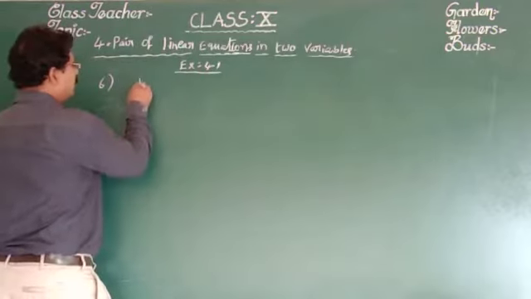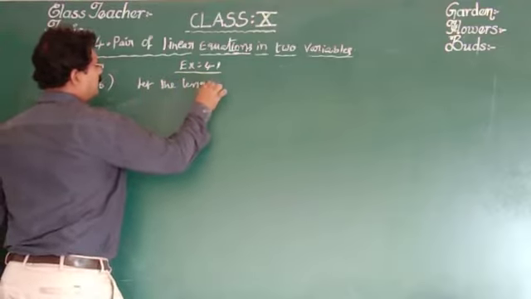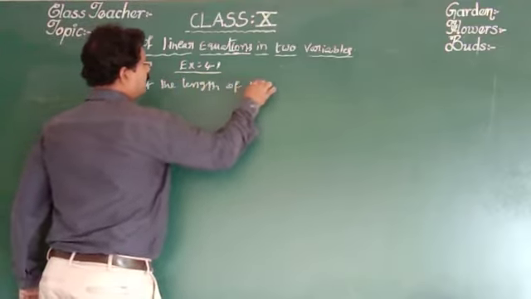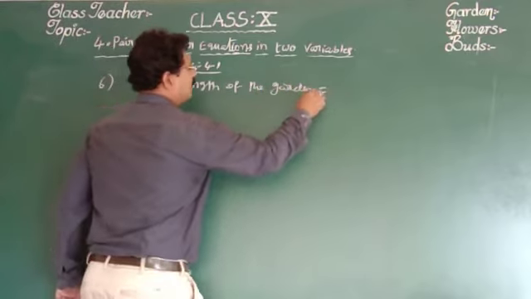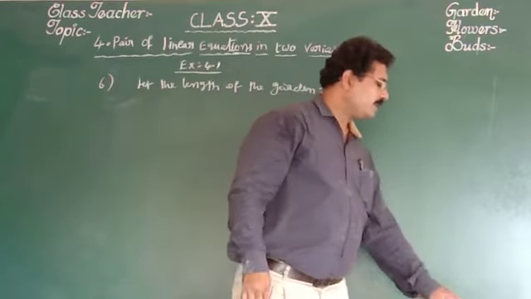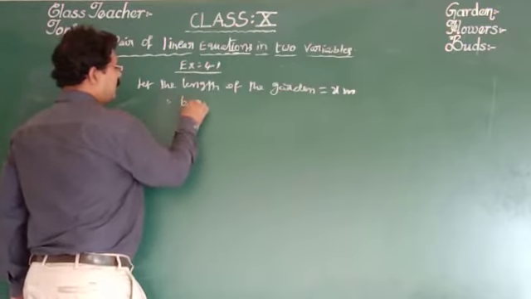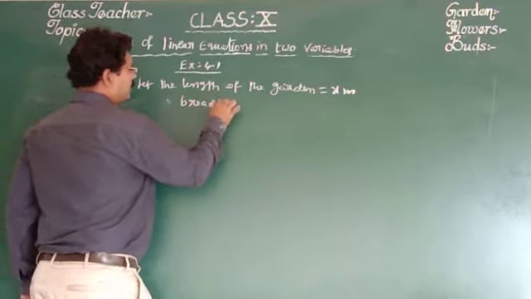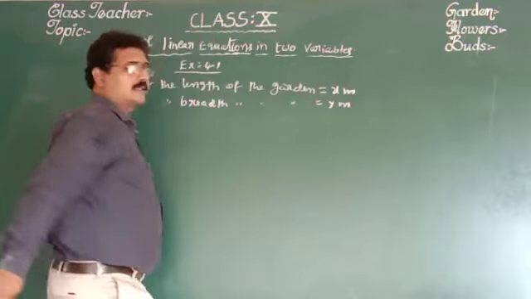Therefore, let the length of the garden be equal to x meters. Why? Because length and breadth are given. And the breadth of the garden is equal to y meters.